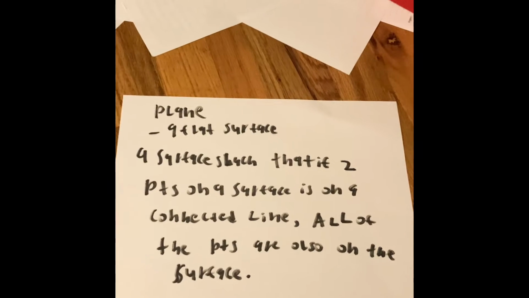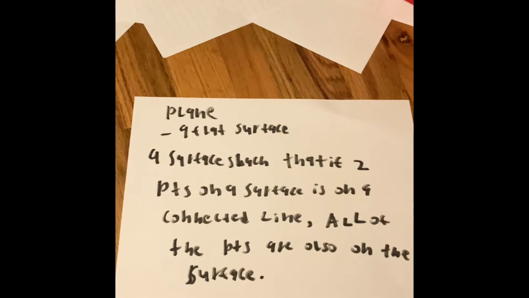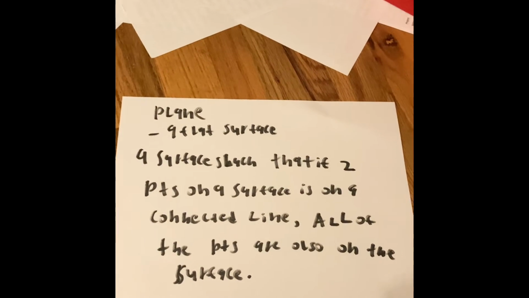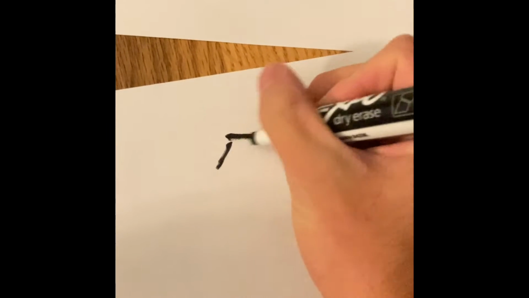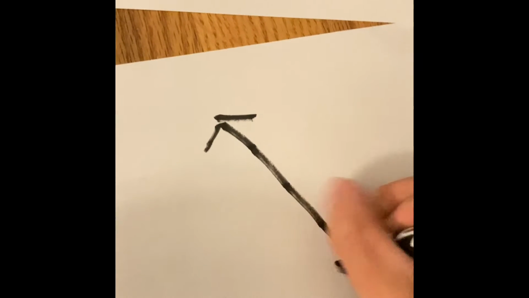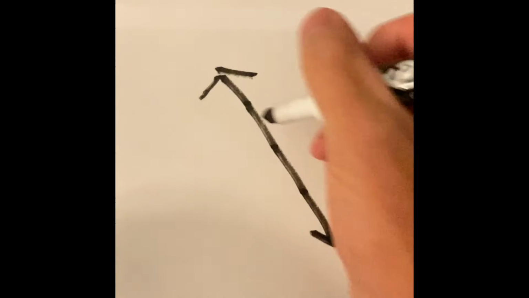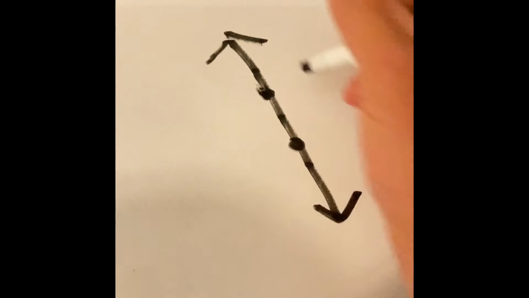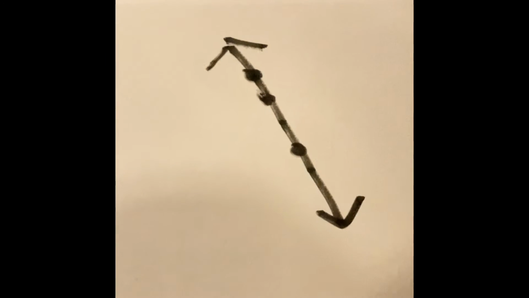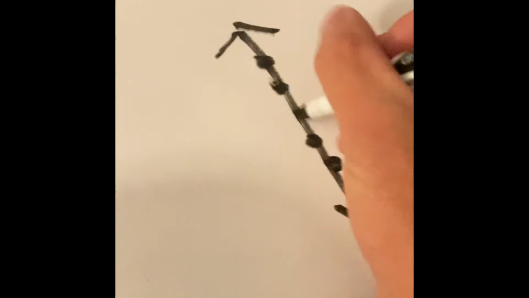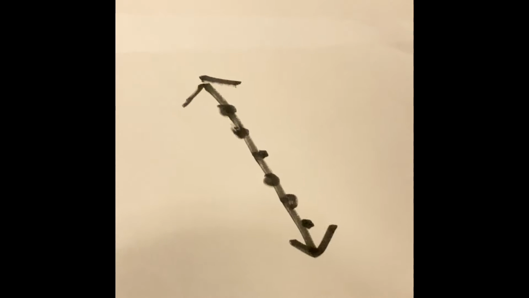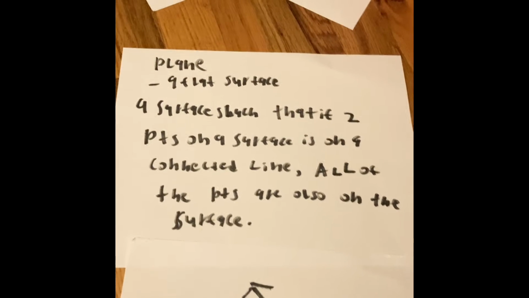A plane is a surface such that if two points on the surface are connected by a line, then all of the points on that line are also on that surface. So what it's stating is, imagine I have a line right here. Imagine if I have a point here and a point there. If I add another point on the line, it literally is on the line. Like here, and here, and here. So that is the mathematical reasoning for the term plane and surface.